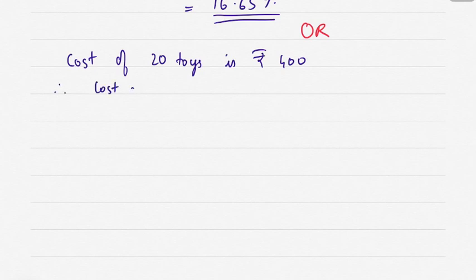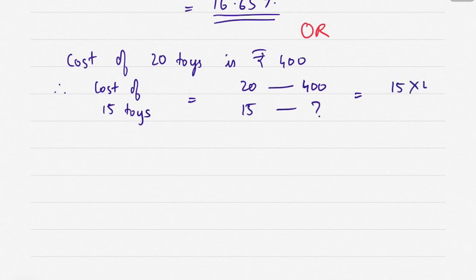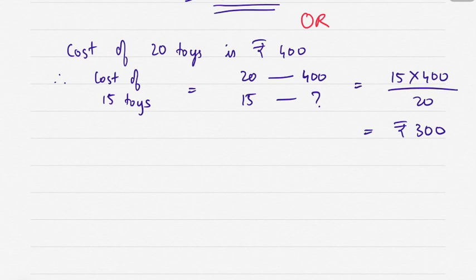Therefore, cost of 15 toys: for 20 it is 400, so for 15, how much? Which will be 15 into 400 divided by 20, and which comes to rupees 300. We calculated and it was 300, right? So cost of 15 toys is 300. Selling price of 15 toys is equal to rupees 350.